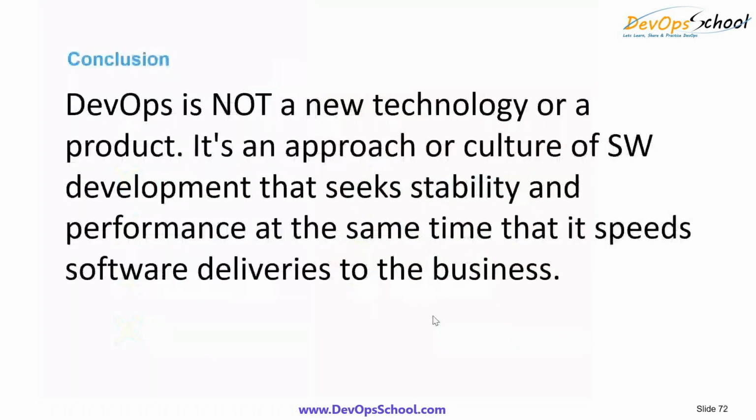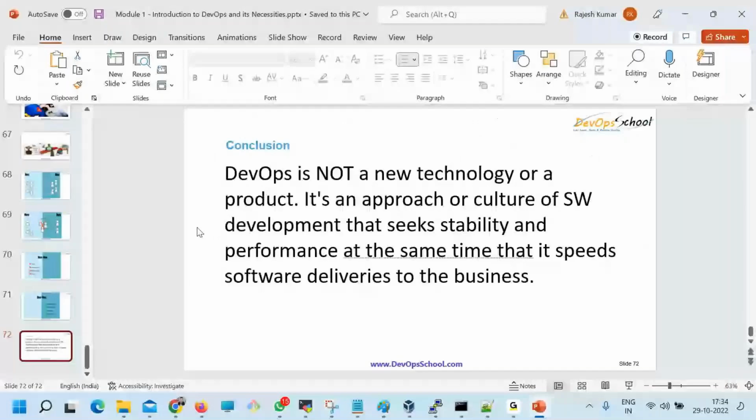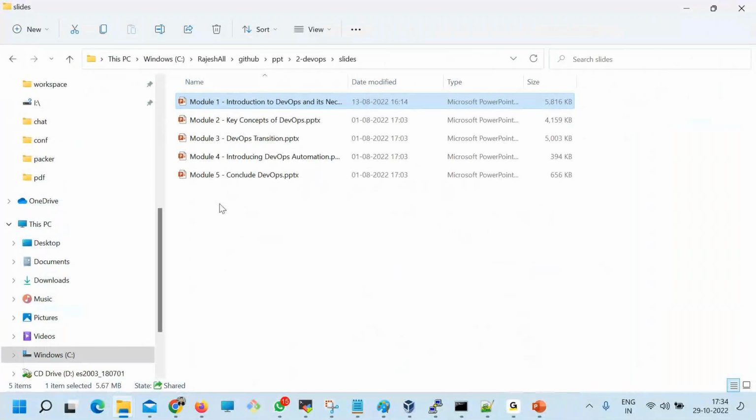the picture. So DevOps is not a new technology or a product. It's an approach or culture for software development that seeks stability and performance at the same time that it speeds software deliveries to the business. This is DevOps.